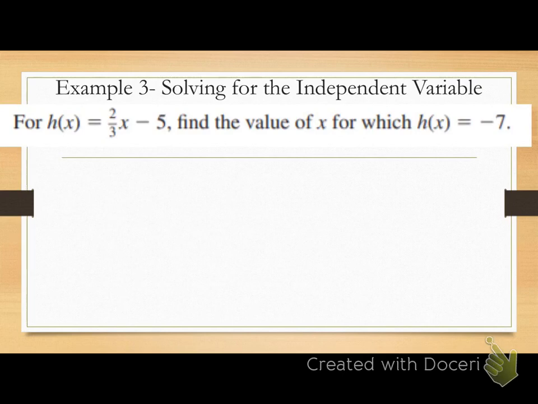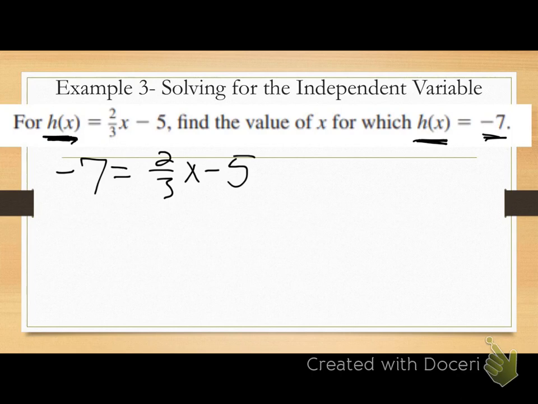H of x. We treat h of x like what? Y. So it's telling me that y equals -7, and it wants me to find the value of x where the y value is -7. Does that make sense? So these can be worded a little differently. You have to pay attention to what information it gives you. Okay? So I'm replacing h of x with what? -7. And I'm going to solve for x, and that'll give me the x value when my y value is negative 7.